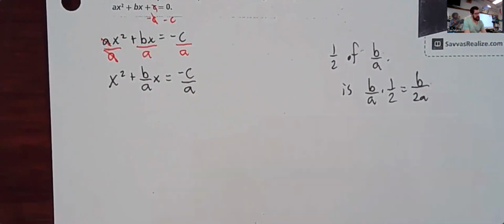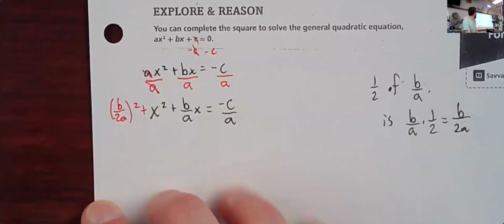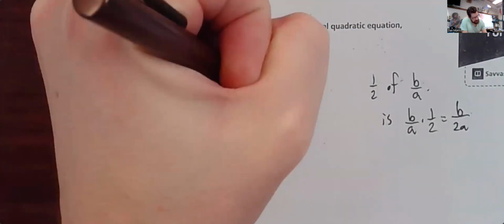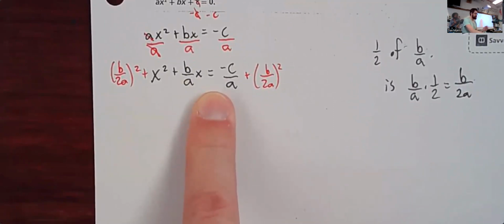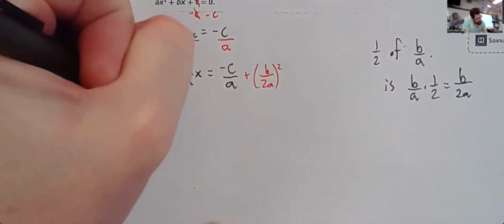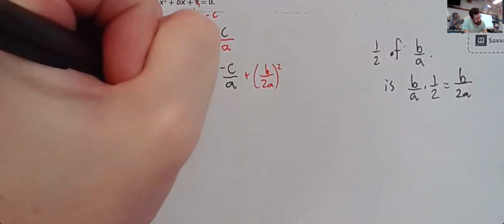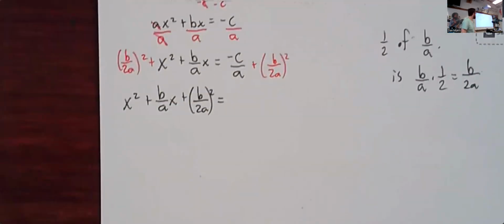So on the left, we're going to say b over 2a squared. We're going to add that. And on the right, we're going to add b over 2a squared, like that. Because we're completing the square. This value completes the square. It should go after the b over a times x, which we'll do when we rewrite the next line. All right, so now we're going to have x squared plus b over a times x plus b over 2a squared. Like that.